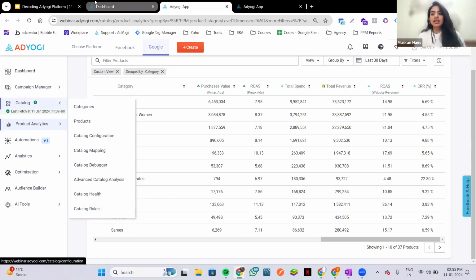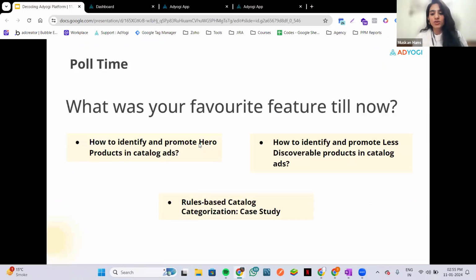All right, it's poll time, and it's time to get your reviews on today's session and what was your favorite feature till now. First feature was how to identify and promote hero products in catalog ads, or basically how to identify and promote the less discovered products inside your hero categories. Second, we have how to promote and identify the profitable chunks in your low discoverable products. And lastly, we had rule-based catalog categorization and a case study of the same for Bombay Shirt Company. So, what was your favorite feature? Let's release the poll and let's see which feature you liked the most.